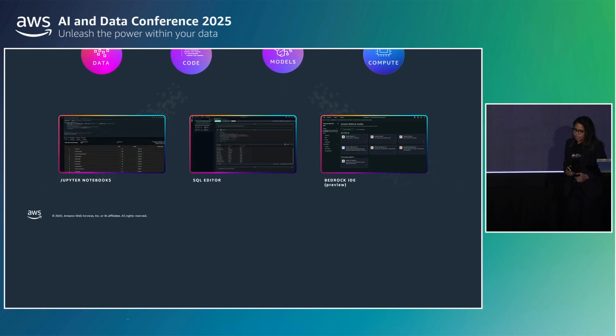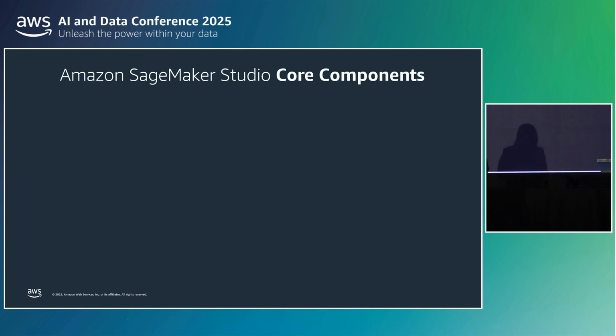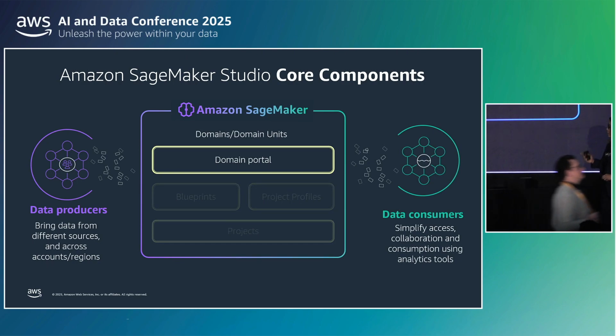Okay, now we go a little bit more technical. I'm trying my best to explain in an interesting way. So SageMaker Unified Studio has a handful of components. If you're familiar with DataZone, some of them overlap. So we're going to go through them one by one. So the first part is domain, portal, domain unit, and so on.